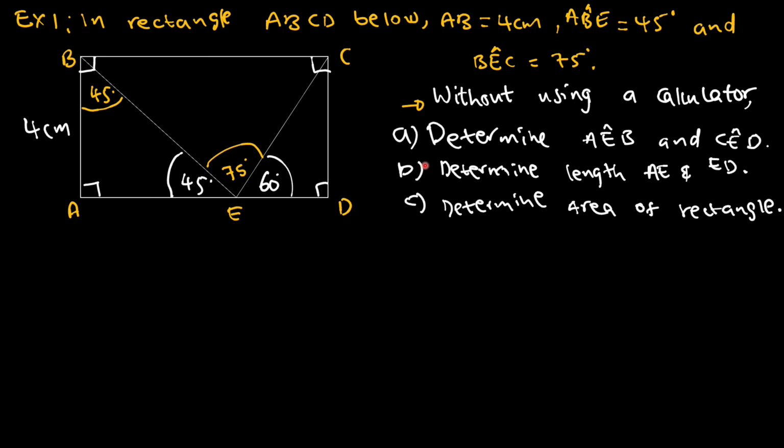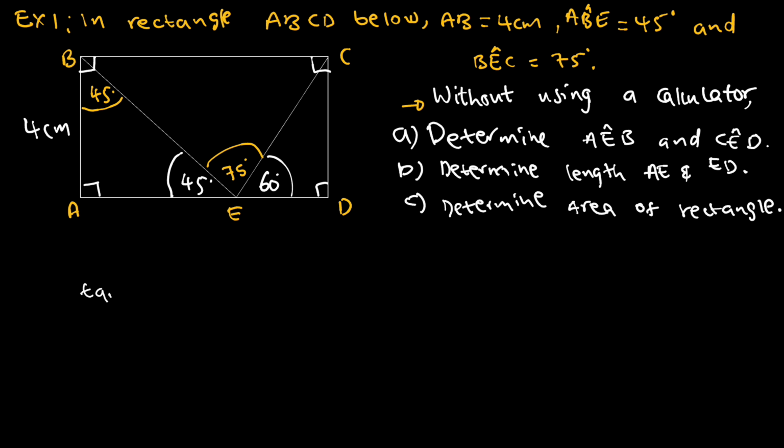The second part of the question, B: determine the length of AE. If I take this angle as my angle of interest, AE will be opposite and AB will be adjacent. I'm going to use tan because I know that side and I am interested in that side. Opposite and adjacent, that is tan. That is how you choose your ratio.